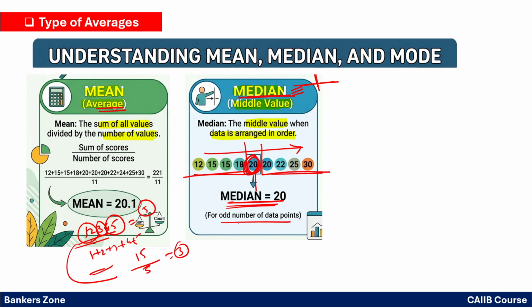So an odd number of data points are there. That's why we can say 4 on the left side, 4 on the right side, and the middle value will be the median. If the data points are 1, 2, 3, 4, 6, 2, 5, 2, 4, these are the data points.